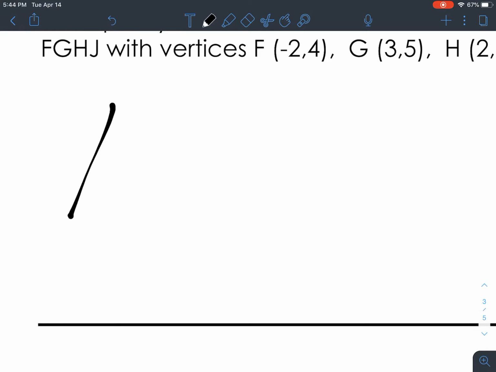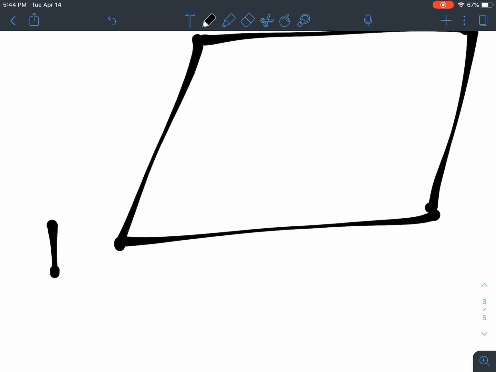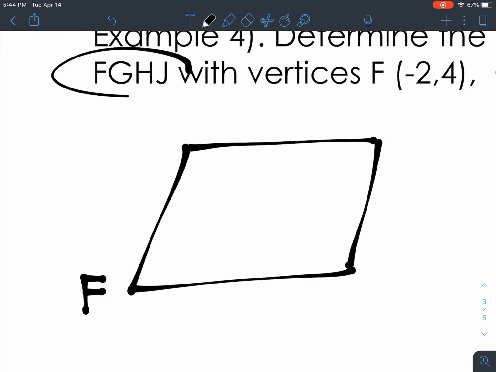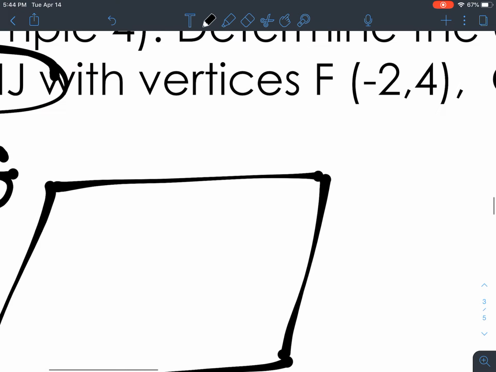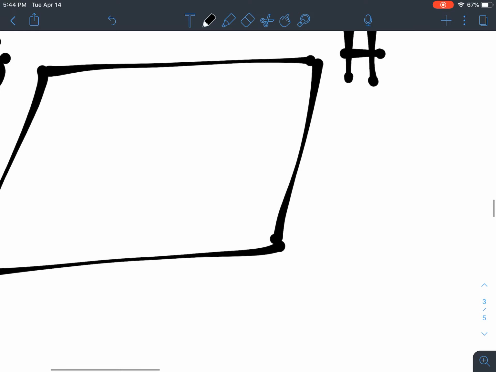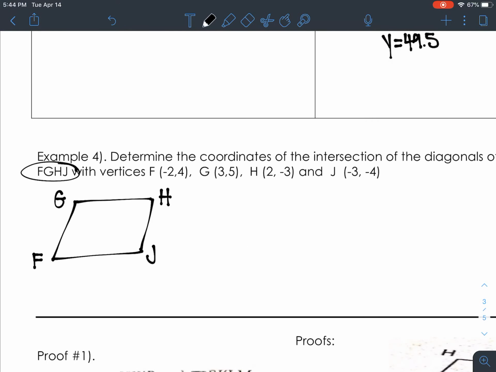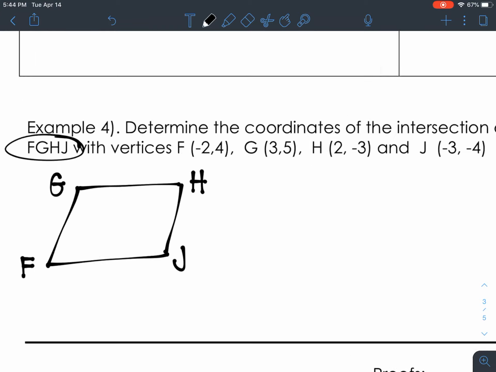So I'm just going to quickly sketch a parallelogram, and then I'm going to label my vertices. It doesn't matter where you start, but you do have to go in order. Meaning, if I start down here at F, I need to make sure that I'm going in the order that they're giving me up here, and I'm going to go clockwise. So I'm going to go F, G, H, J. This is just so that we can envision what sides are opposite of each other, what sides are adjacent to one another, and then also what our diagonals look like. And I'm going to give you an example in just a second.